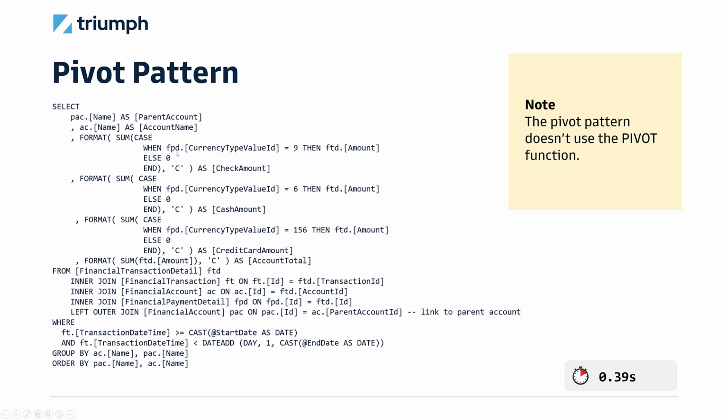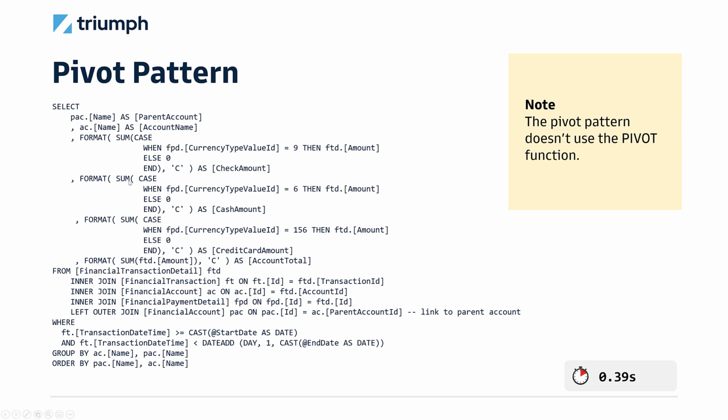So case when the currency type value ID is 9, that's a check, then we're going to return the amount. But if the value that we're going through here in aggregating is not 9, then we're going to put a 0. So we're basically summing, and we're saying, hey, if the currency type is a check, then consider it for the sum, otherwise just give it a 0. And then we're just doing some formatting to make it look like currency.